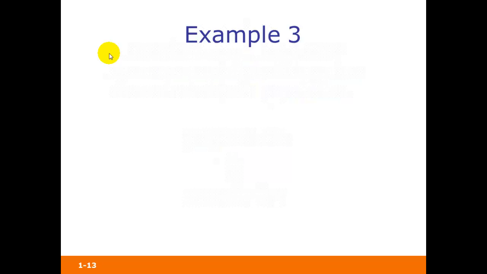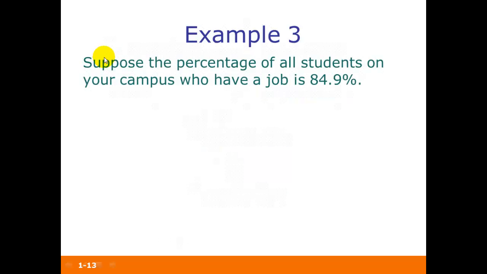Here's an example. Suppose the percentage of all students on your campus who have a job is 84.9%. Well, here we have a numerical measurement, so we want to determine whether this is a statistic or a parameter. Since this came from data about all students on your campus, that would be coming from a population. So that would make this number, the 84.9%, a parameter.